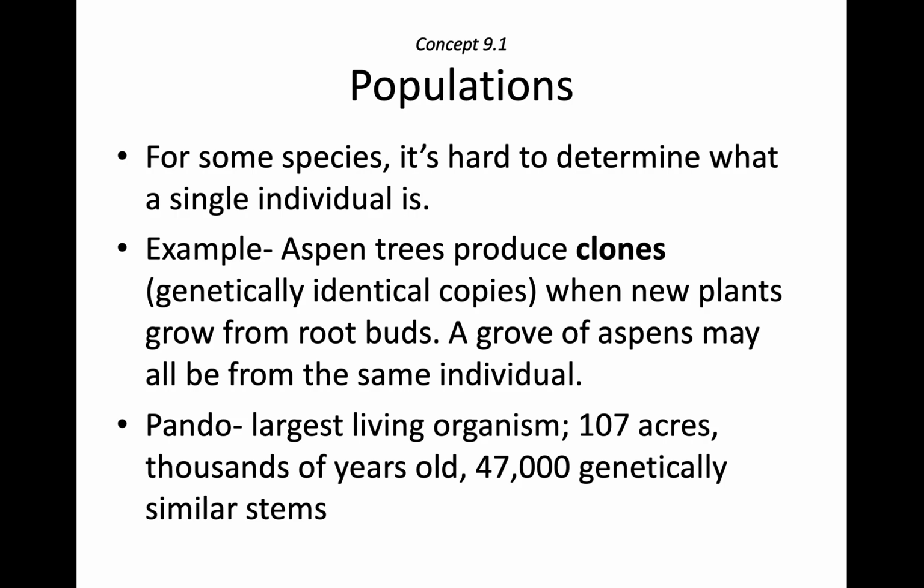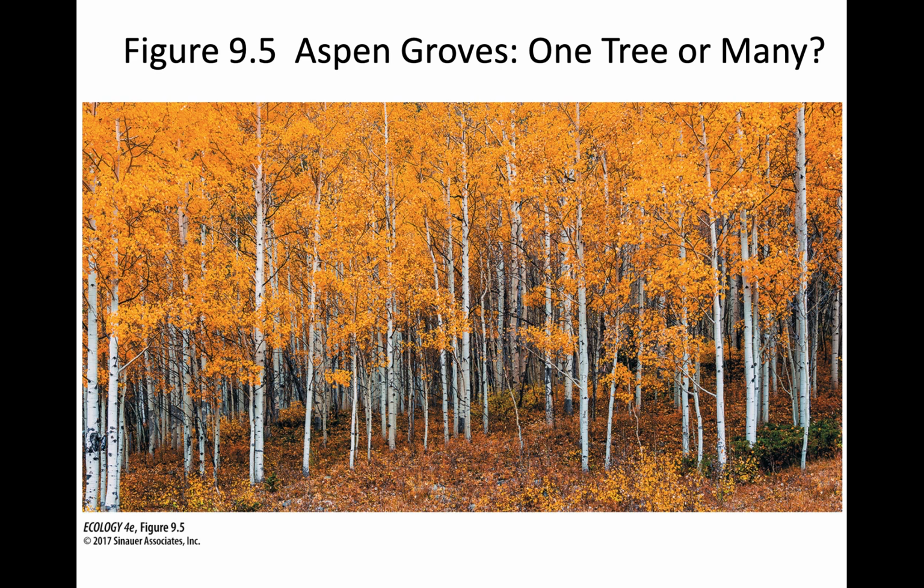And it's thousands of years old, and unfortunately, it's declining, and it's believed to be due to climate change, very rapid climate change. Here's an example of an aspen grove showing you how it looks like different trees, but in fact, these all might be considered the same individual because they may all be clones of each other that have reproduced asexually.